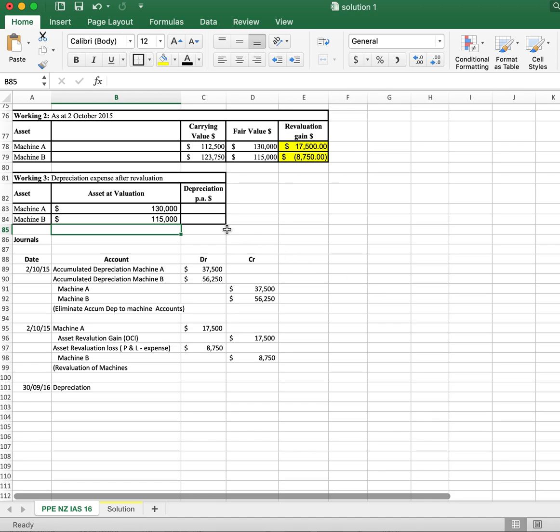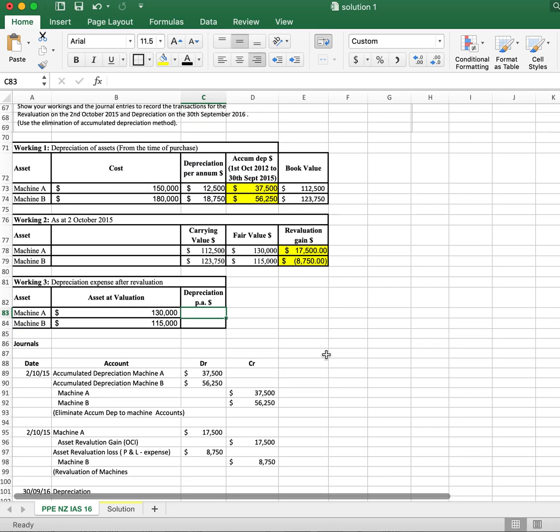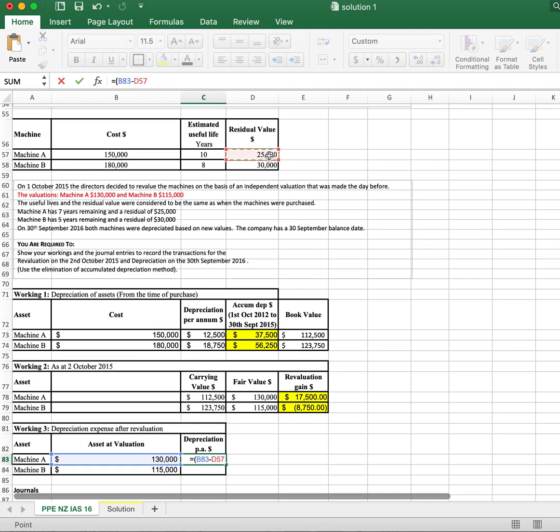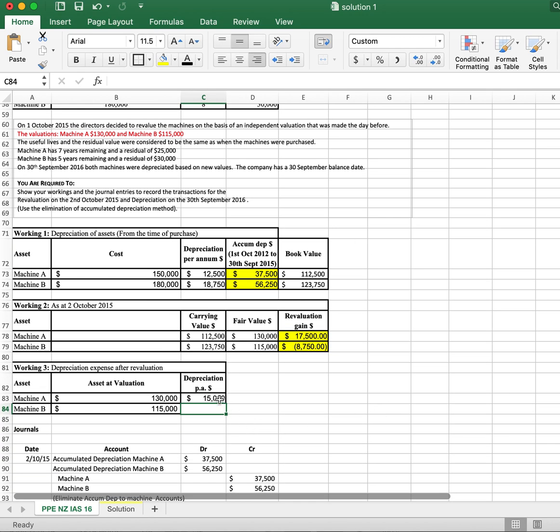Okay, so how much depreciation do we calculate now? We know they still have a residual, so it's going to be the 130 less the residual, which stays the same at 25. But we're going to have to spread that over not 10 years now, only 7, because there's only 7 years to run, so we divide that by 7. You can see that the depreciation is ramped up, which makes sense because we've now acknowledged that the machine is more valuable.